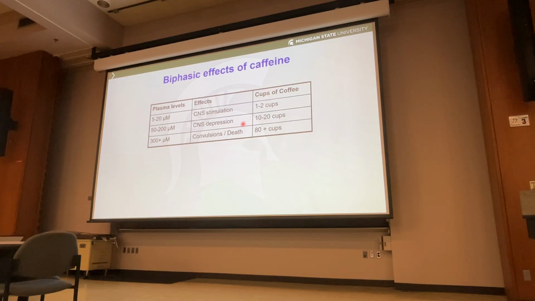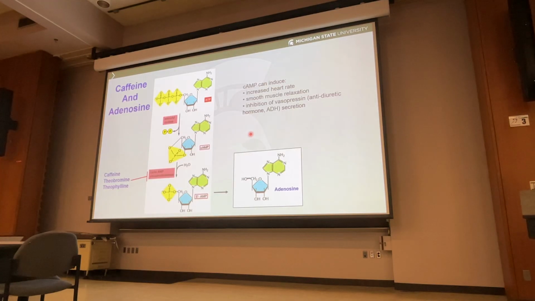But then after that, if you get above 80 cups, if you can drink 80 cups, you get more. So you have stimulation, then you have depression, then you have further stimulation is the bottom line here. 80 plus cups can lead to convulsions and death. Being able to drink 80 cups of water would be impressive, let alone coffee. But biphasic effects of caffeine work like that.